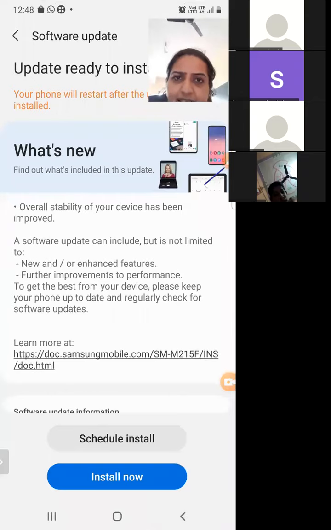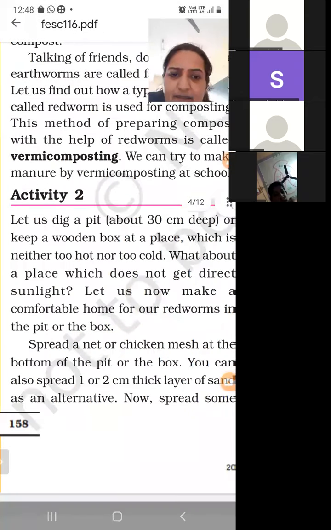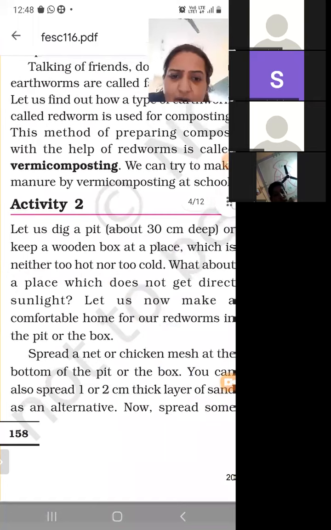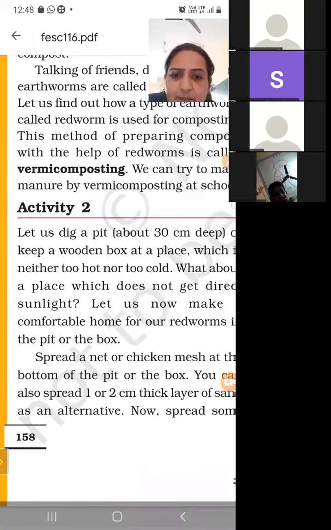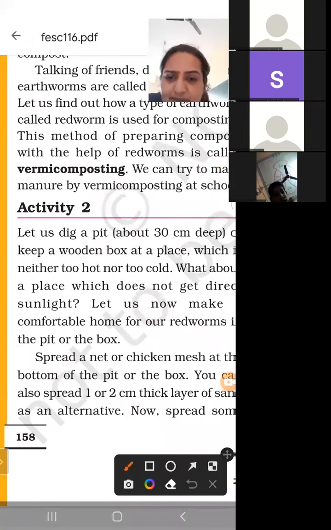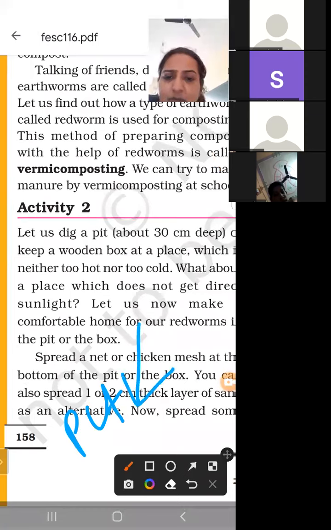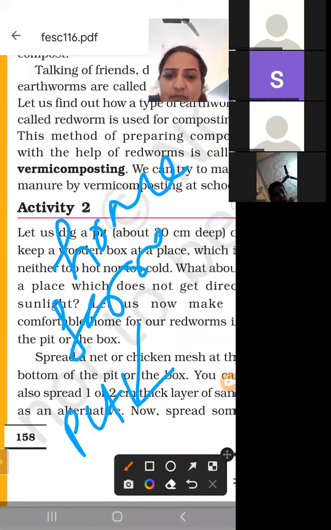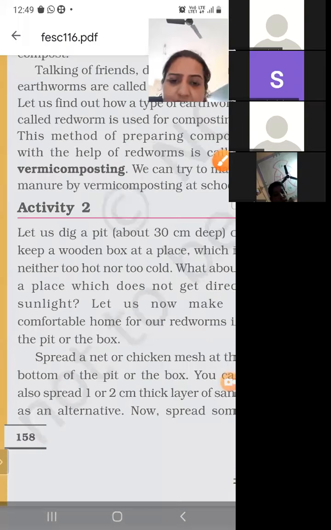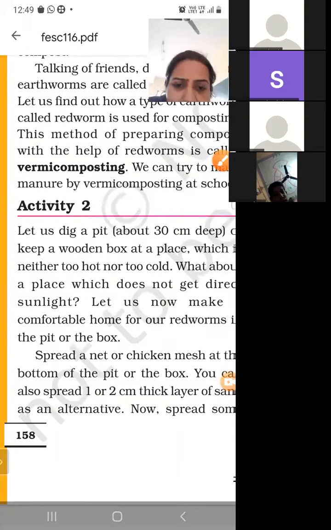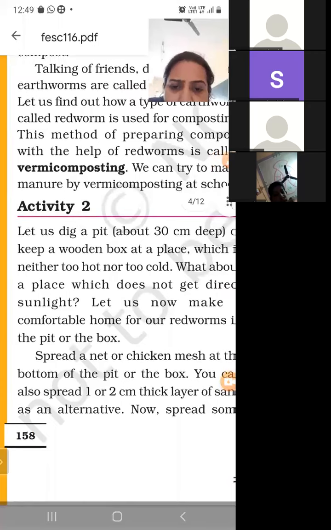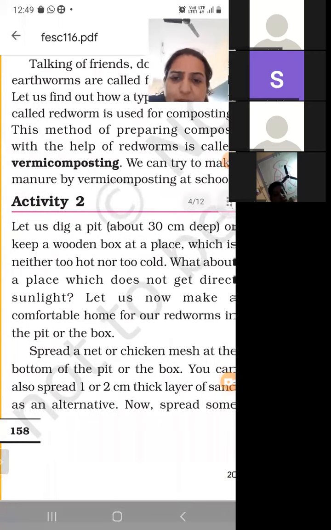Let us now make a comfortable home for our red worms in a pit or the box. So if we are taking a pit, in the pit you have to make a home for the red worm. For the red worm you have to make a home. Now spread a net or chicken mesh at the bottom of the pit or the box.